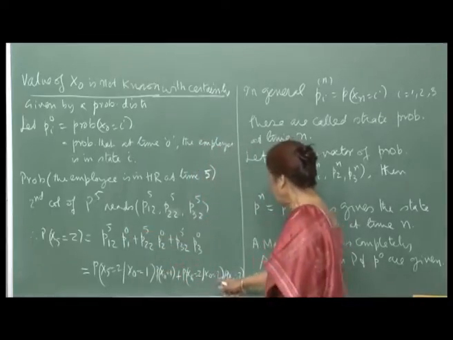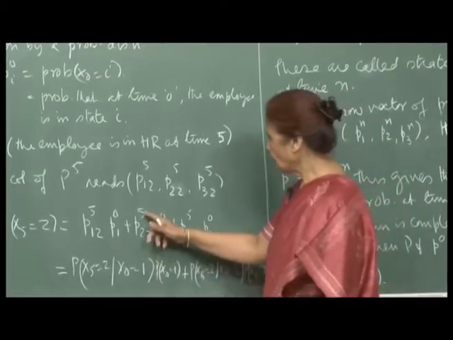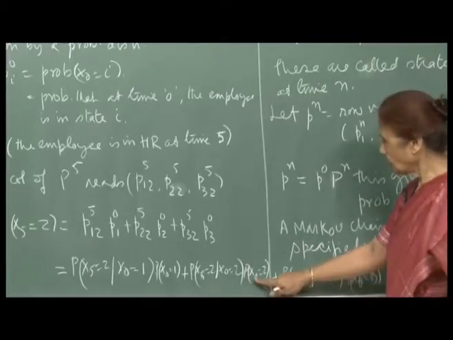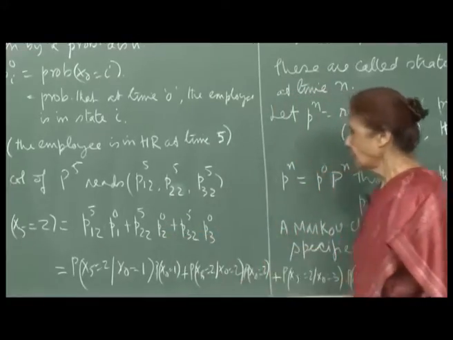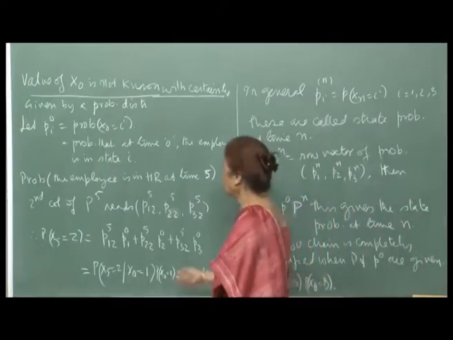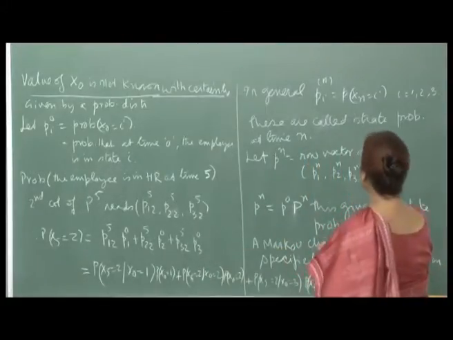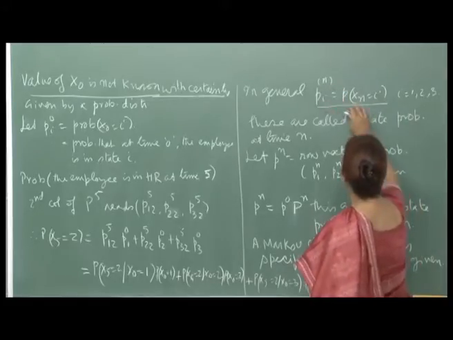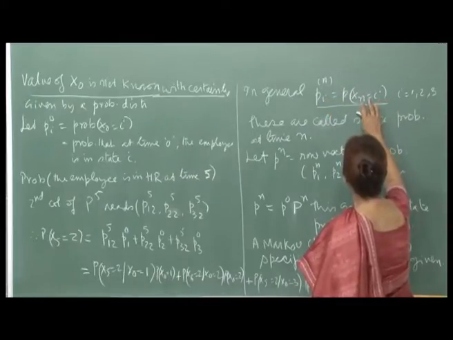Similarly, this will be the 5 step transition probability of going from 2 to 2. So, this is P 2 to 2 5 into the probability of being in state 2 at time 0, which is P 2 naught, and this is the third one. So, this is how you can now write down the probability if you want to know that in time period 5 the employee will be in HR, right. And so, in general, you can say that P I n will be the probability that the system is in state I at time n.